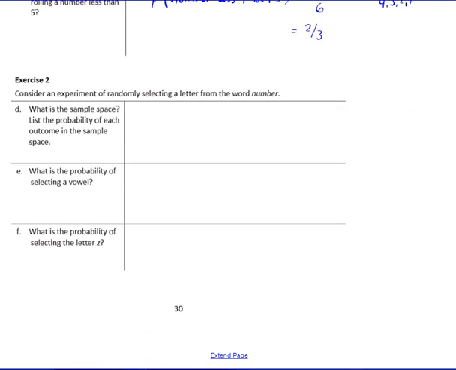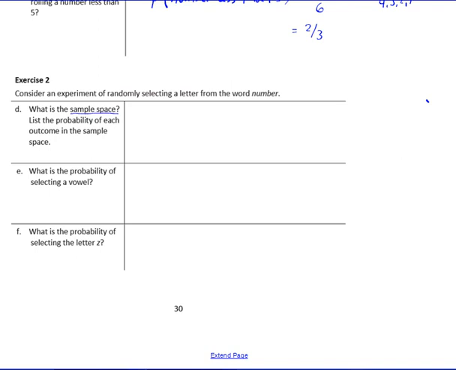Exercise 2. Consider an experiment of randomly selecting a letter from the word number. What is the sample space? List the probability of each outcome in the sample space. Question E. What is the probability of selecting a vowel, such as A, E, I, O, or U? And F. What is the probability of selecting the letter Z? Pause the video and complete these exercises. Resume the video when you're ready to check the work.